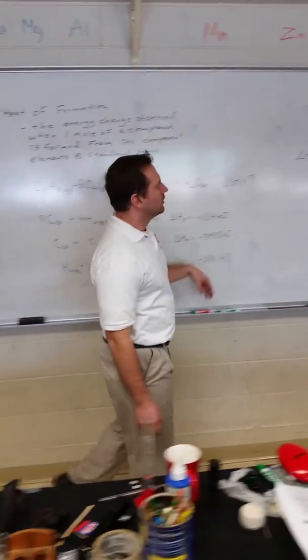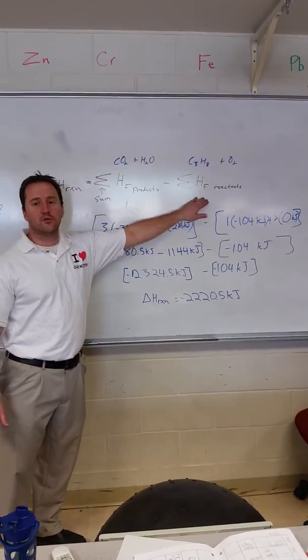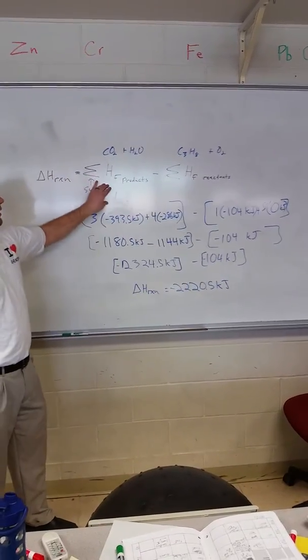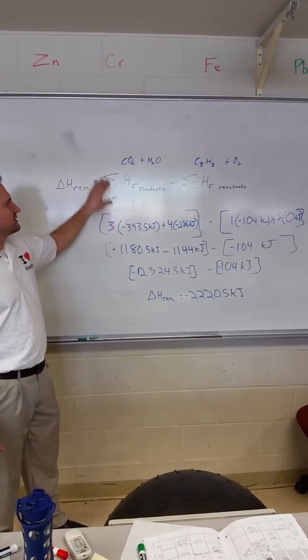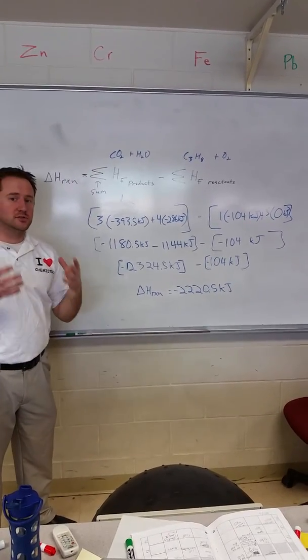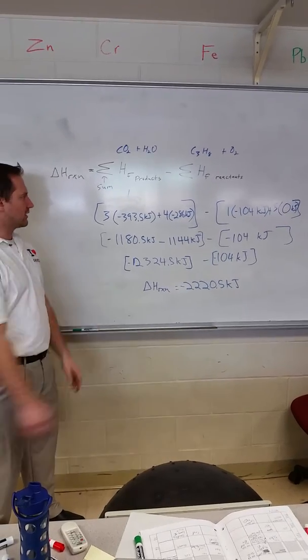Now using those, we can calculate the overall heat of our reaction by subtracting the heat of formation of the reactants from the heat of formation of the products. This symbol right here just means the sum of, so we're going to add up the heats of formation of the products and then subtract the reactants from it.